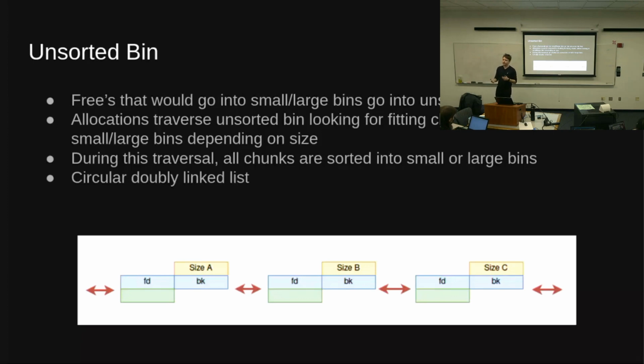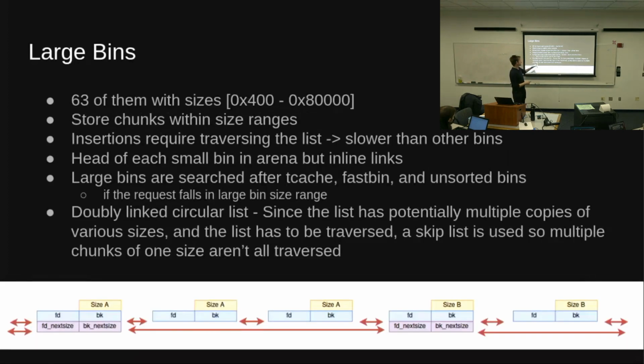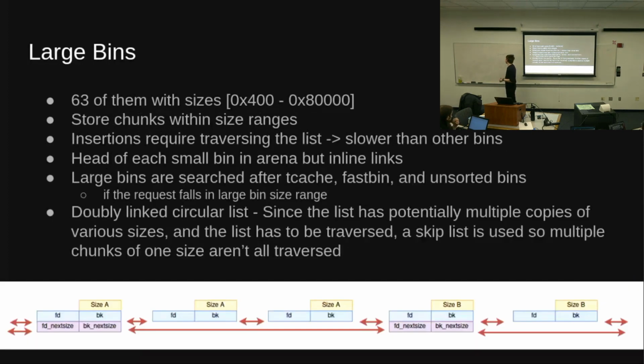So the other lists are the small bins, the fast bins, and the large bins. Anyone want to take a guess where a size 0x300 would go? Large bins. Almost. The large bins are size 0x400 to 0x80000. But yeah, almost there with the small bins. So based on our theory, these would go into the small bins.